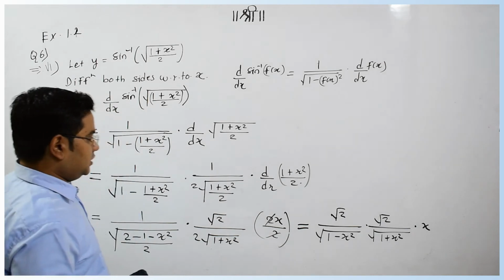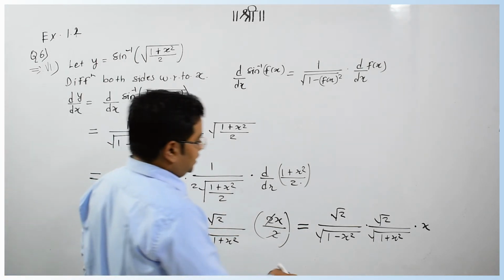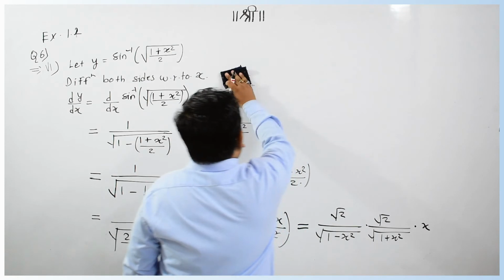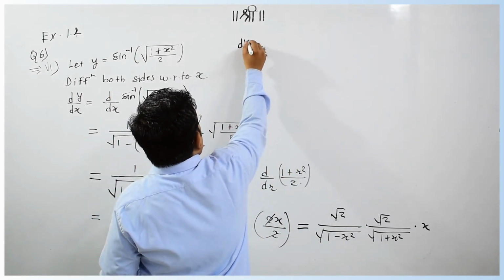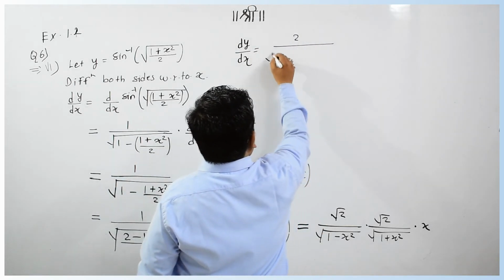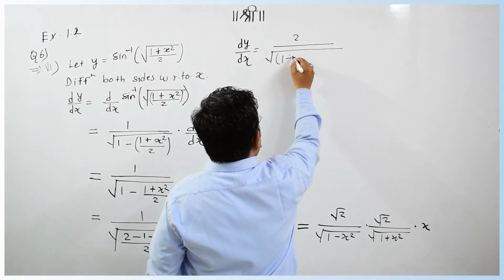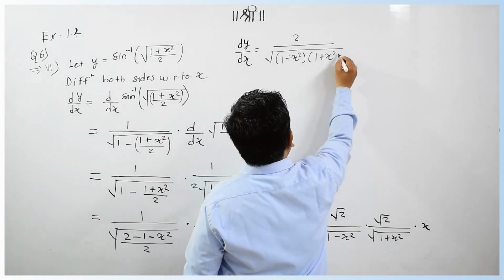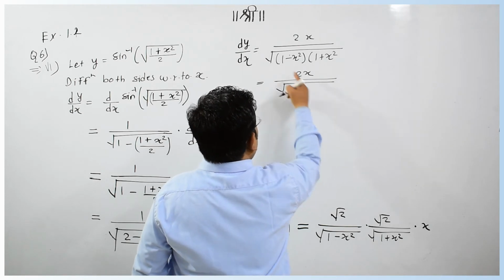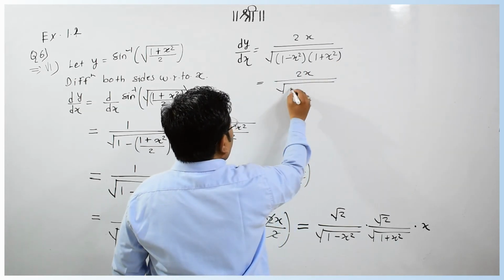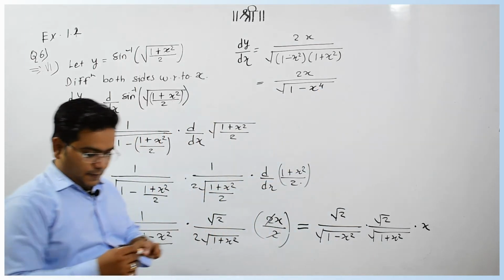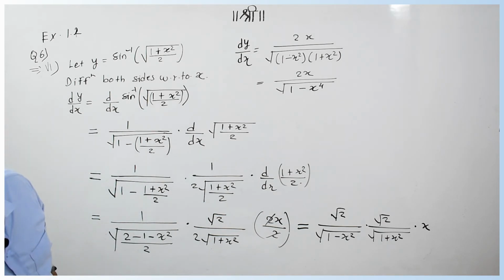Now the next step is to come to the conclusion. What should be our conclusion? dy upon dx is equal to what? Make their squares and simplify them. dy upon dx is equal to 2 upon under root of 1 minus x square into 1 plus x square, and this x will continue. Next step, 2x is equal to under root of, this bracket square will be 1 square minus x raised to 4. Just check it. Is our answer correct or wrong?